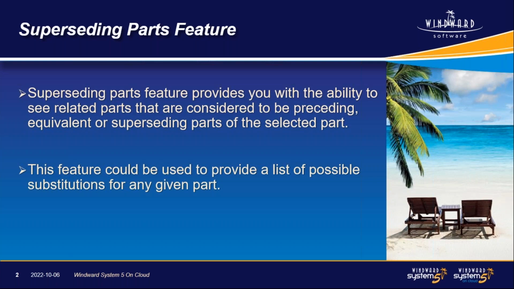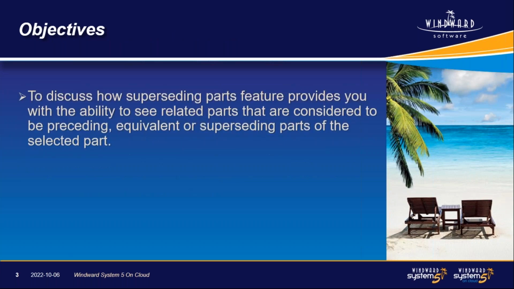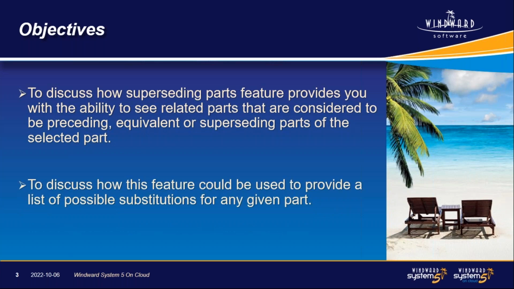Now, we have two objectives. First is to discuss how the superseding parts feature provides you with the ability to see related parts that are considered to be preceding, equivalent, or superseding parts of the selected part, and to discuss how this feature could be used to provide a list of possible substitutions for any given part.